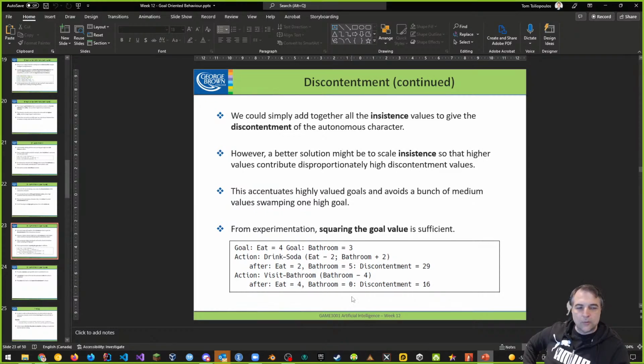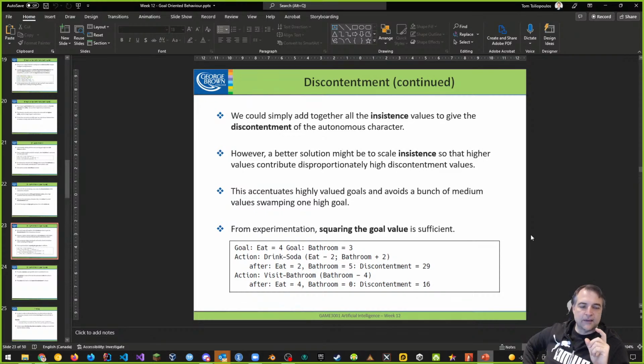And a 2 eat would be, and again, this is just bathroom and eating, 2 times 2 is 4. So my discontentment would go down to 4. So I'd probably hit the bathroom a couple of times in this scenario, because those are the actions that are available to me.